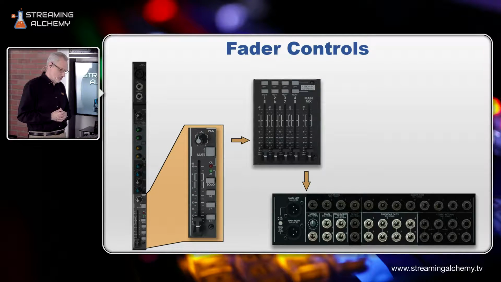So the main would typically come out balanced, as we talked about. That's typically what you'd use to feed an amplifier. But you could also take a balanced or unbalanced output, which you may want to use to feed a computer, which could be encoding and streaming your video. So that'd be a great place to do that. You also have the ability to pull out a mono signal of what's coming out the main. So a lot of flexibility on outputs for that.